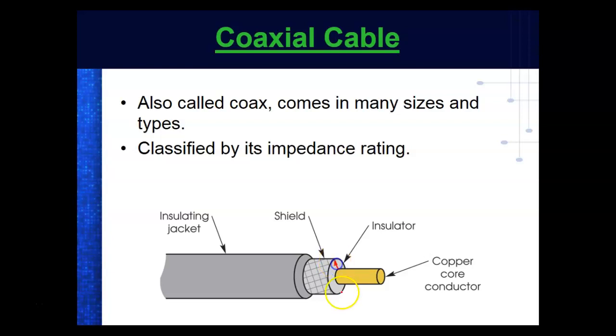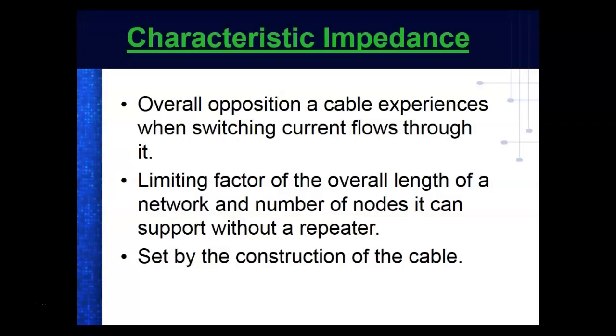So this sets up a characteristic impedance by the distance between the actual center conductor and what they refer to as the shield. But the shield is actually a conductor. So this sets up something called a capacitor, which sets up a characteristic impedance rating. We've talked a little bit about that, so we'll move on. The characteristic impedance is the overall opposition a cable experiences when a switching current is applied to it, not DC.